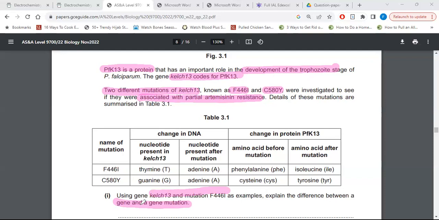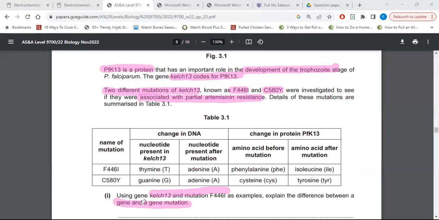Does anyone remember the definition of a gene? When you're talking about a gene, what is a gene? A gene is a code for our protein. That's what a gene is, right? It's simply a code for our protein. A gene is simply a code on the DNA for the formation of a protein.